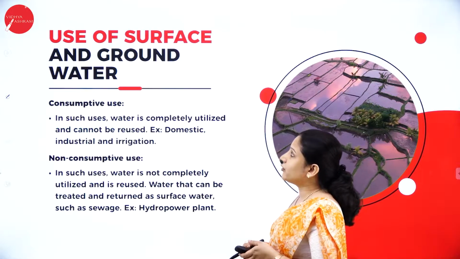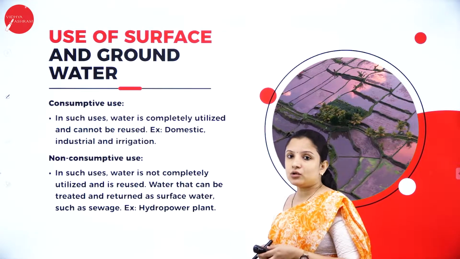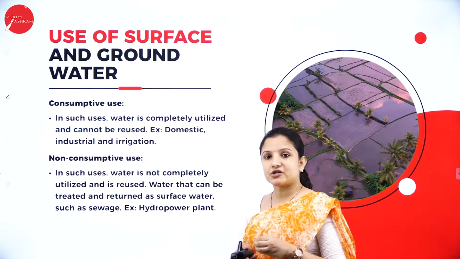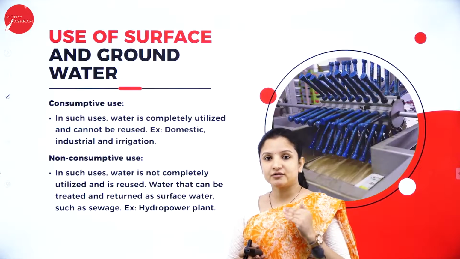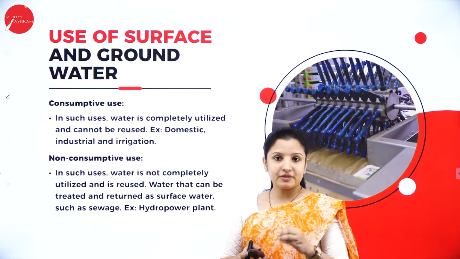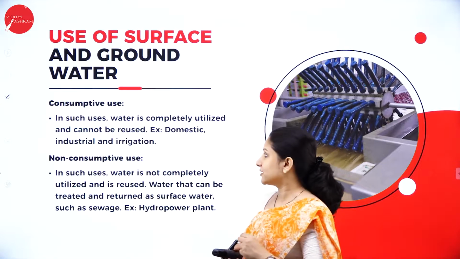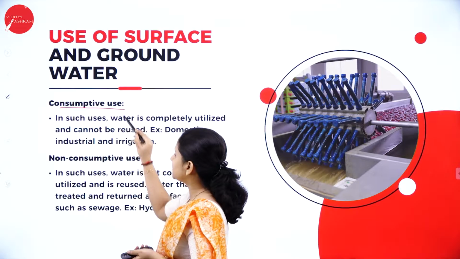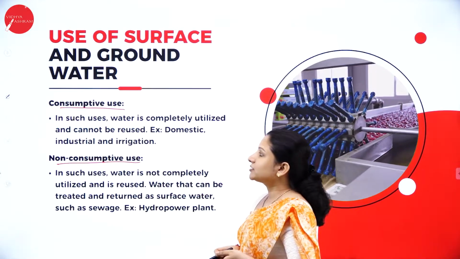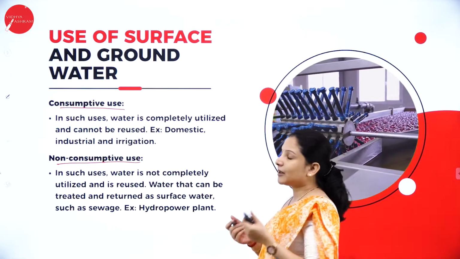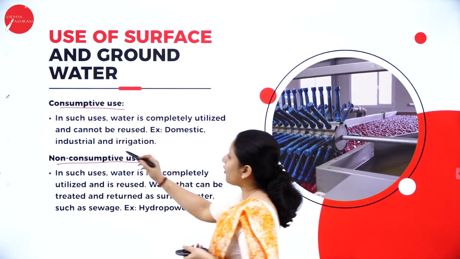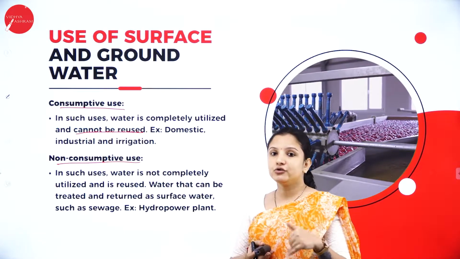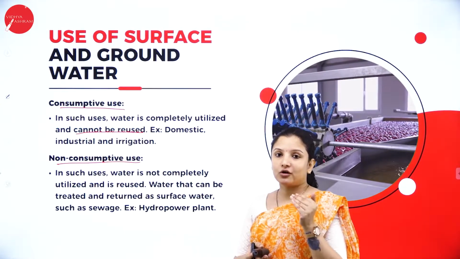So next, let's study the uses of surface and groundwater. Both of these are fresh water. The reason we are talking about only the fresh water is that fresh water is the one that is used for both commercial and domestic purposes every day. So here the uses have been divided into consumptive uses and non-consumptive uses. In consumptive uses, the water is completely utilized and it cannot be reused. That is, it cannot be recycled and it cannot be used again. Such use of water is called consumptive use.